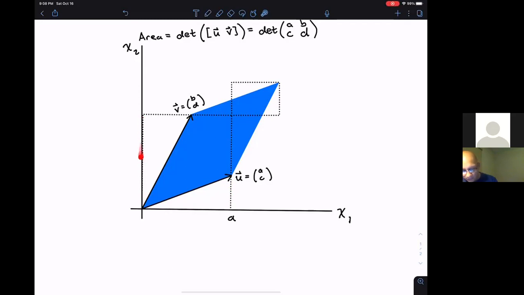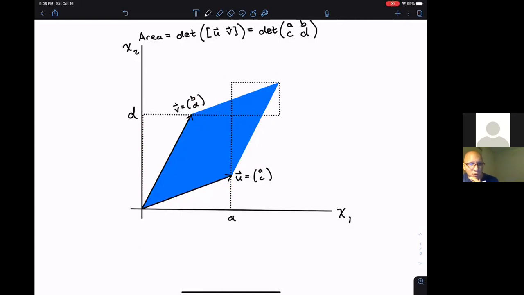What about the height of this rectangle? The height should be the same as the height of my v vector, which is the x2 component of my v vector, that's d up. So it's a units across, d units up.